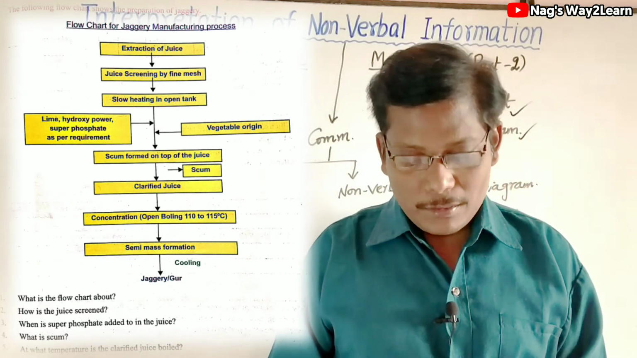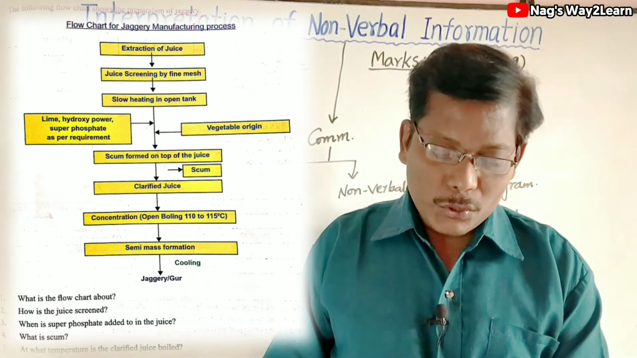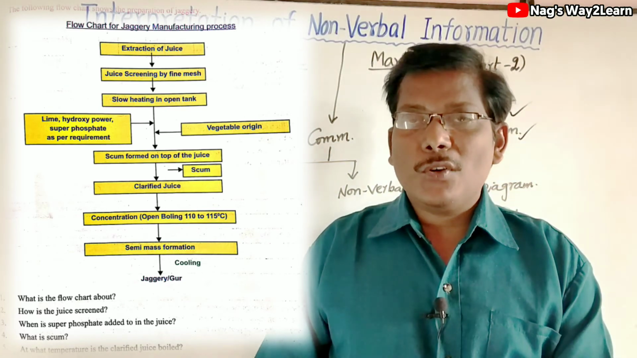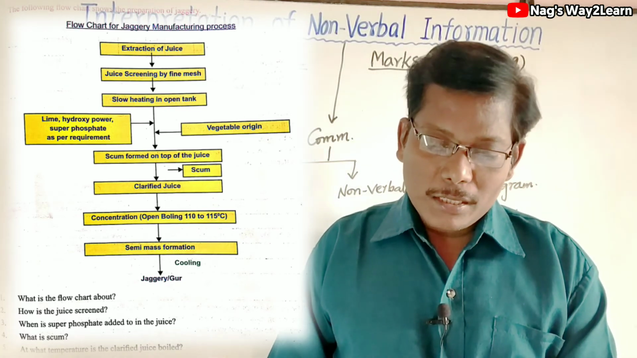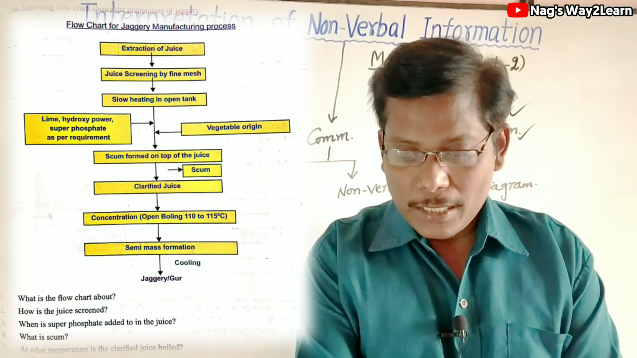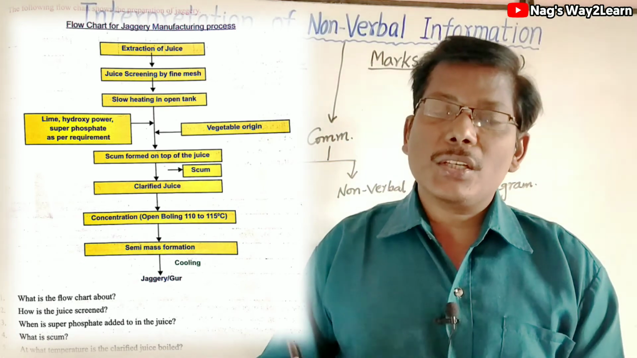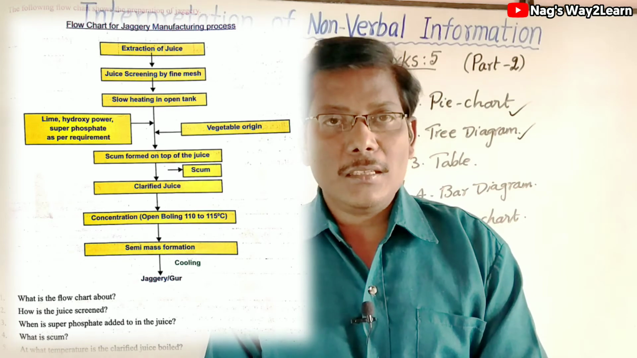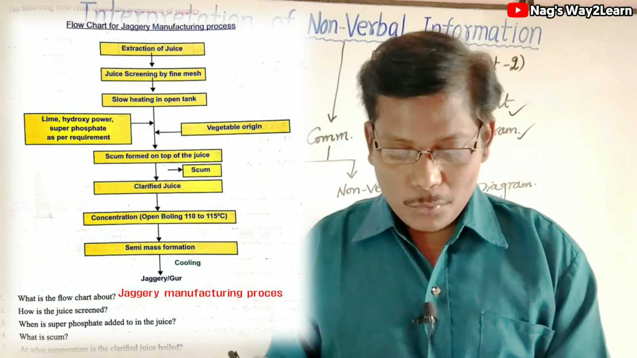So now let's see the question. What is the flow chart about? The flow chart is about, here you can see in the heading, jaggery manufacturing process. So the answer is jaggery manufacturing process.